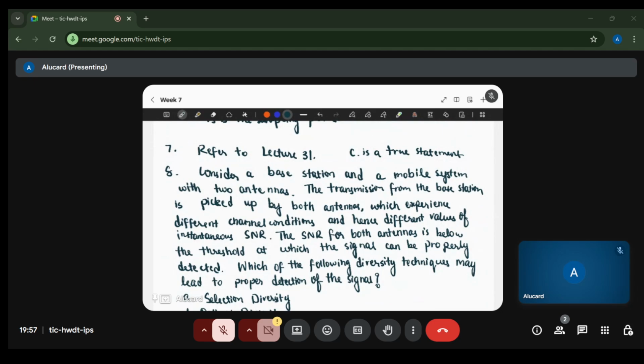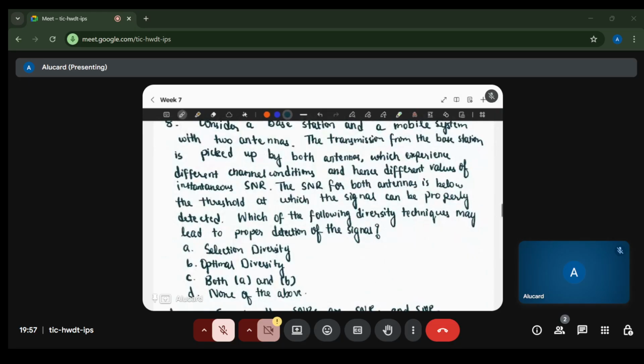Question 8. Consider a base station and a mobile system with two antennas. The transmission from the base station is picked up by both antennas, which experience different channel conditions and hence different values of instantaneous SNR. The SNR for both antennas is below the threshold at which the signal can be properly detected. Which of the following diversity techniques may lead to proper detection of the signal? A. Selection diversity, B. Optimal diversity, C. Both A and B, D. None of the above.